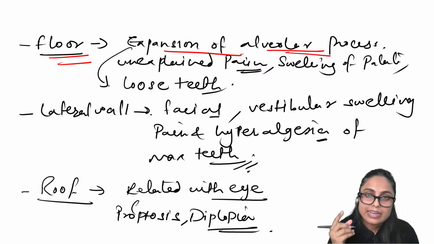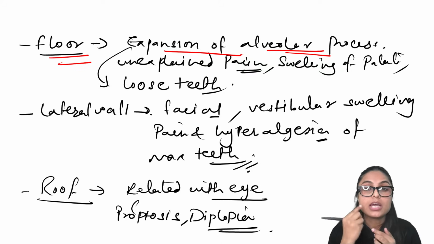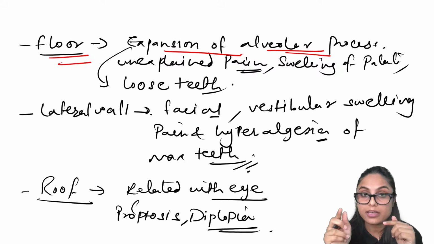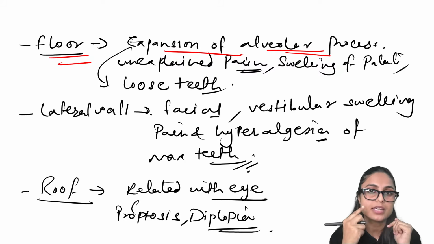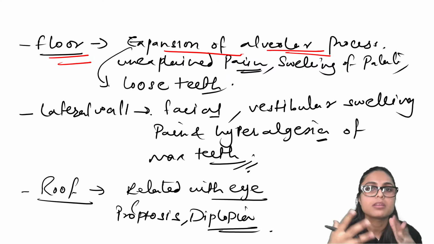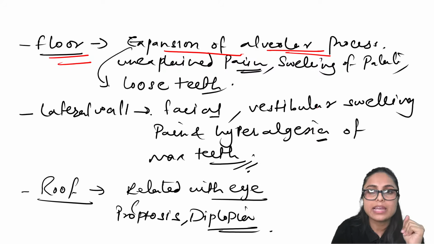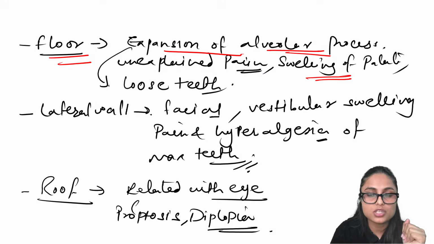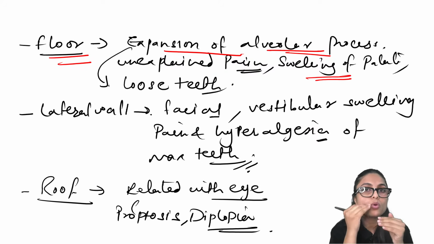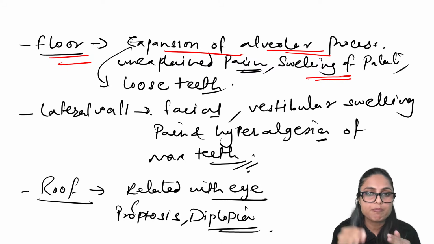And unexplained pain, as I've told you, loose teeth. When you clinically check the mobility of maxillary teeth, you will feel that it is grade 2 or grade 1 mobile. All right. Then swelling of the palatal region. I have put the example when the floor of the maxillary sinus is affected. I will put the pictures also later.